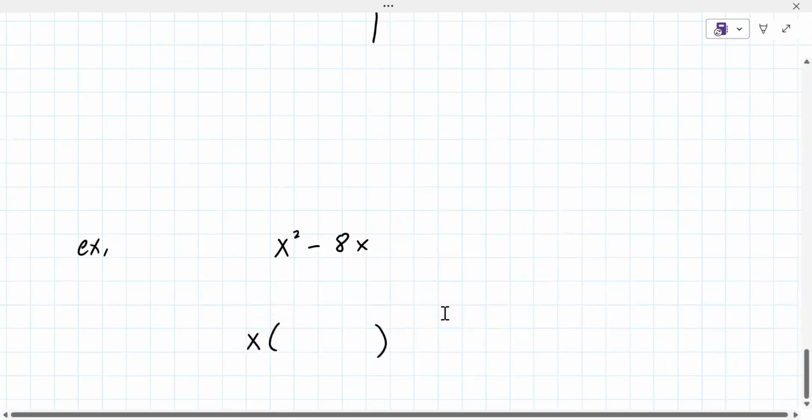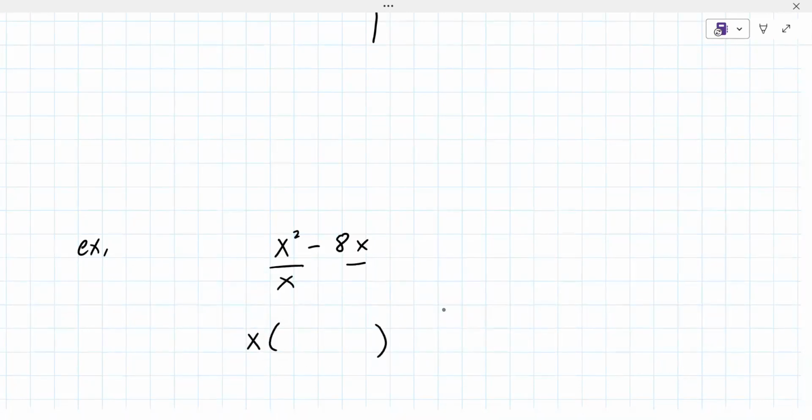Okay, so you're basically dividing both of these by x. x squared would be x, minus 8x would be minus 8, so x minus 8, because the x's cancel.